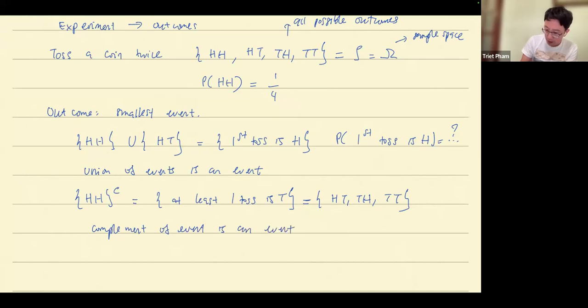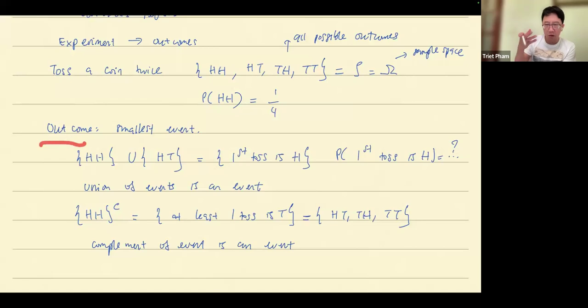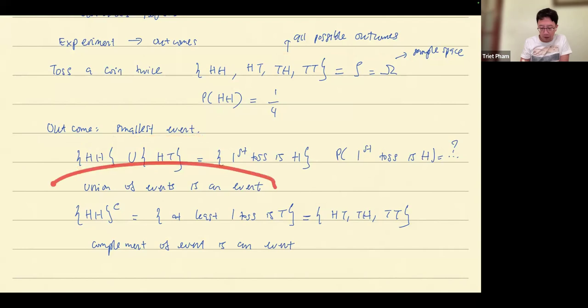All right, so basically, again, what I'm trying to say is that outcome, this is for discrete probability anyway, is the smallest event. When you union events, you can get a bigger event. So you union up outcomes, you get an event. Union of events is an event, right? Complement of an event is an event.